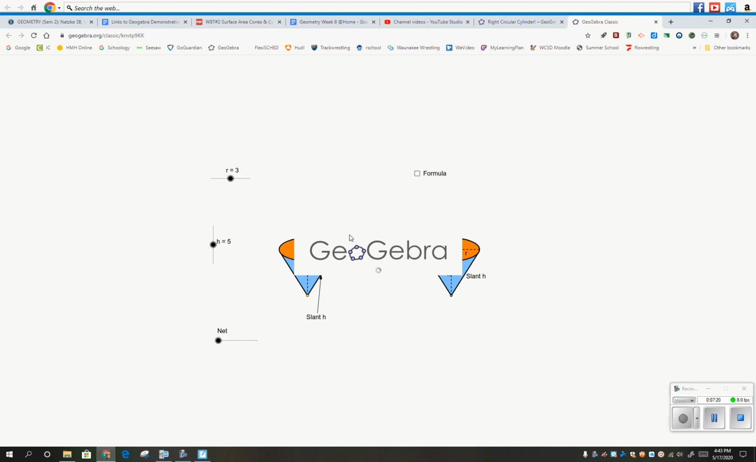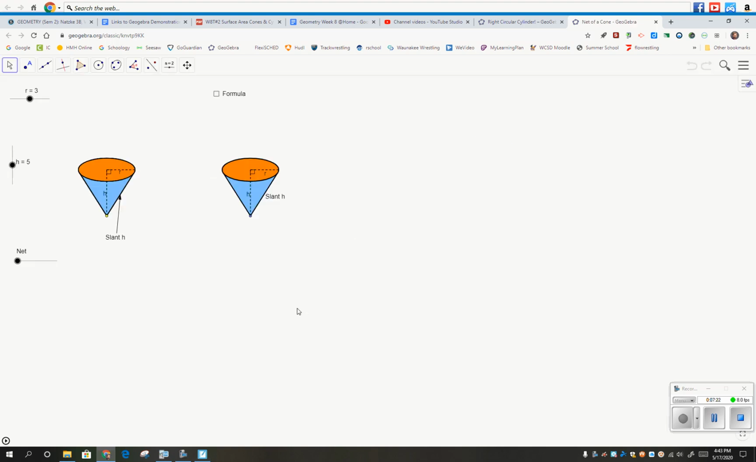So if I pop up a 3D image of our cone, as I unfold it, notice to get our net, we've got our circle, make a cut, and we create a sector, because it's just a part of the circle. And the radius is the slant height.